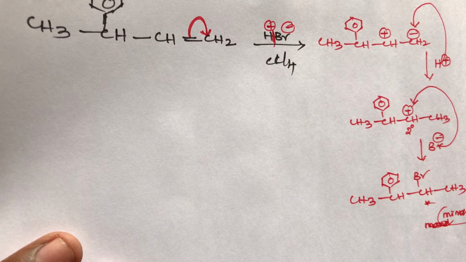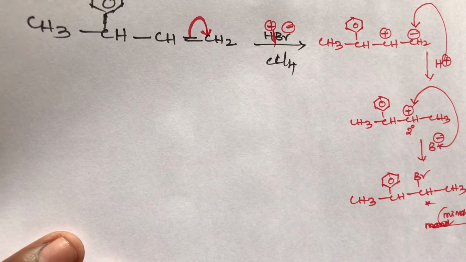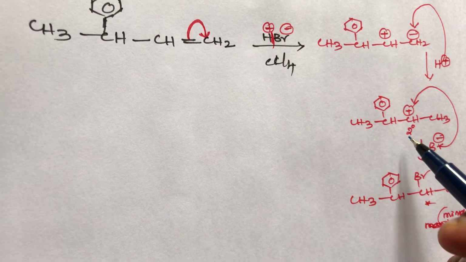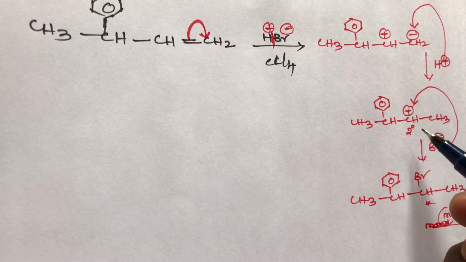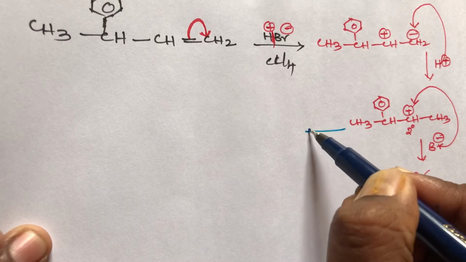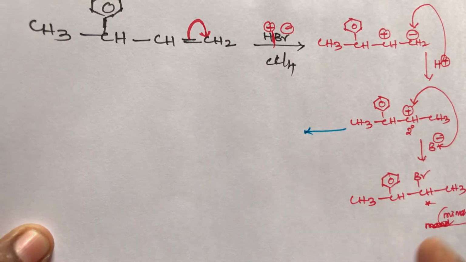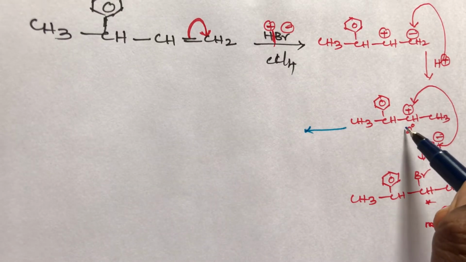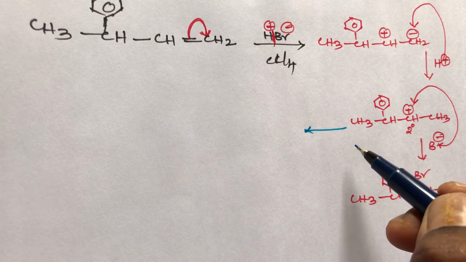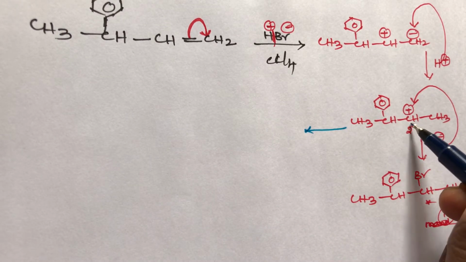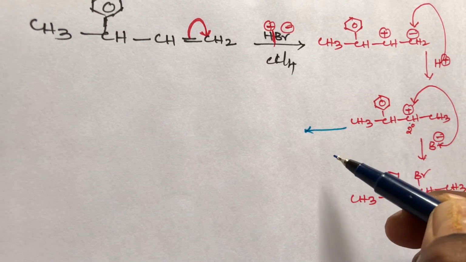What about the major product, students? Here the secondary carbocation is there. Generally a secondary carbocation wants to become a tertiary carbocation. The positive charge shifts, a rearrangement of the carbocation. The purpose is stabilization. A secondary carbocation wants to become a tertiary carbocation.